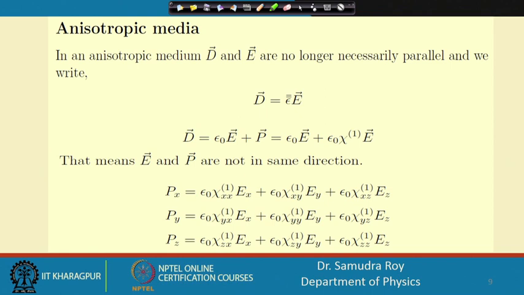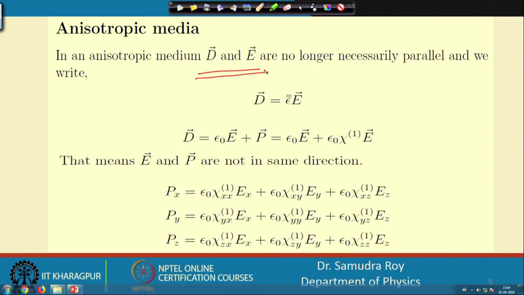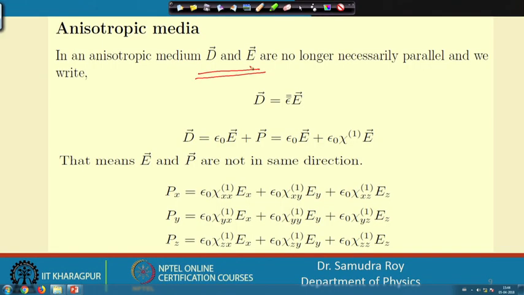We will just introduce today what the anisotropic medium is, and in a later class we will discuss in detail what anisotropic means and what the consequences are. So, in an anisotropic medium, the physical property depends on the direction. In all directions the physical properties are not the same. As a result, D and E are not necessarily parallel to each other.